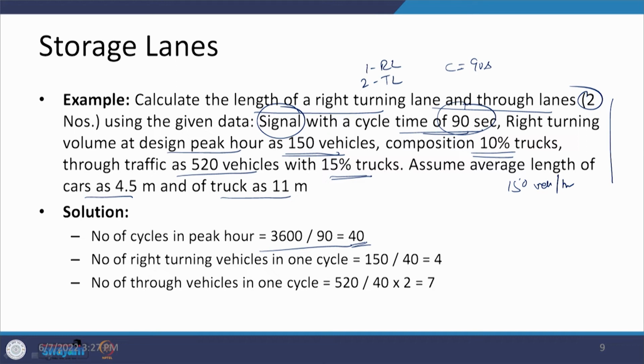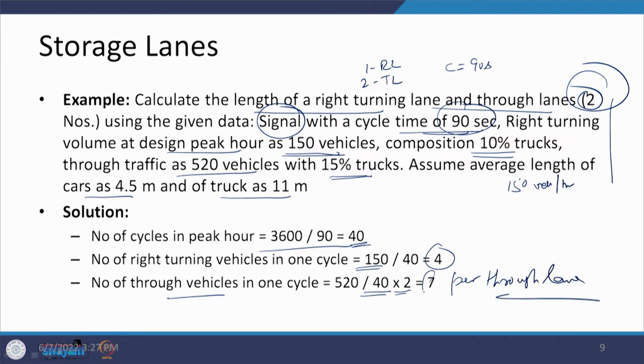But the traffic has been given for 1 hour. So, we have a right turning traffic of 150 vehicles per hour. Therefore, for one such cycle we have only about 4 vehicles which are going to take a right turn. Similarly, for the through vehicles the value is given as 520 vehicles per hour, divided by 40, and as we have 2 through lanes, it is divided by 2. So, it becomes per through lane.